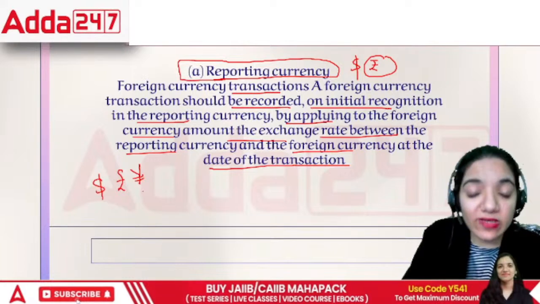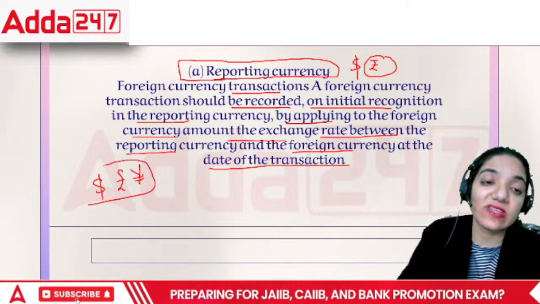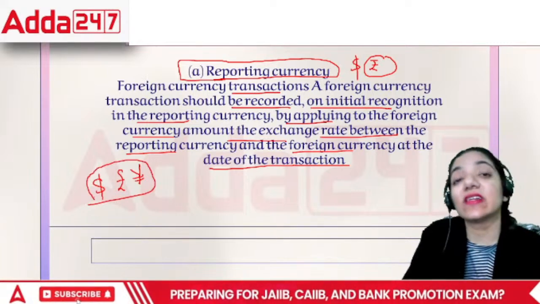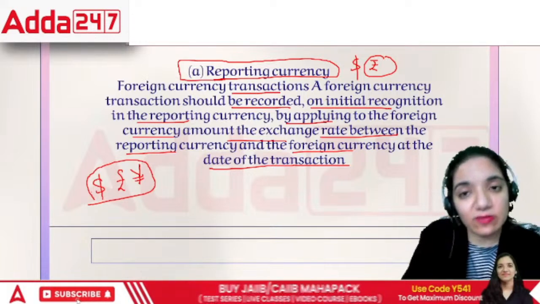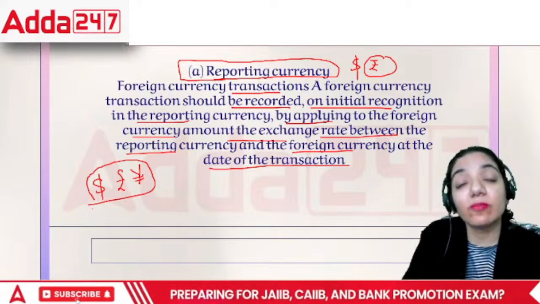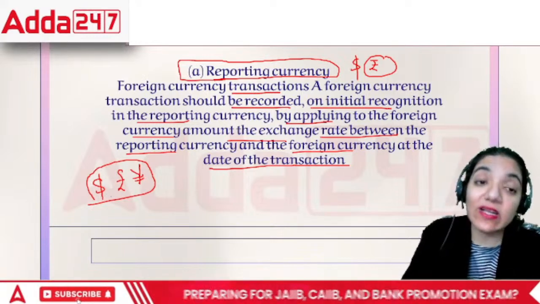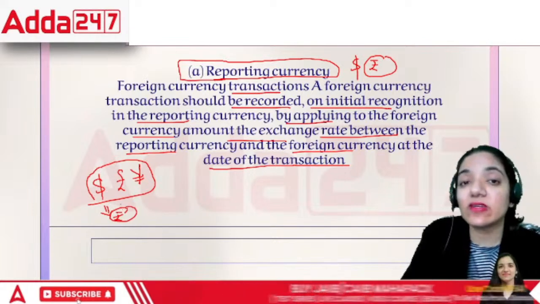Whenever we are preparing our books of accounts, they are not based upon different foreign currencies. We are preparing things in terms of rupee only. So if we are keeping it in terms of rupees, we'll record it in terms of rupee only. So we will convert that particular dollar into rupees in order to record that particular transaction.